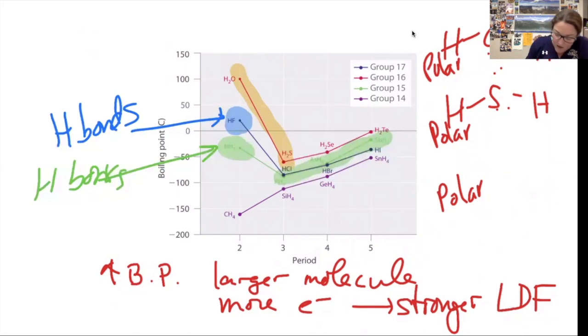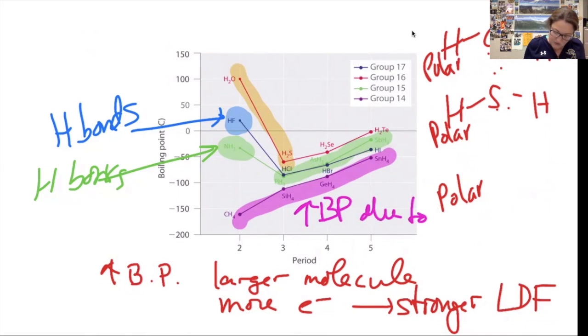Now, with carbon's group, we don't see this pattern at all. And we don't see this pattern at all because none of them hydrogen bond. So instead, we just have a steadily increasing boiling point due to an increased London dispersion force.